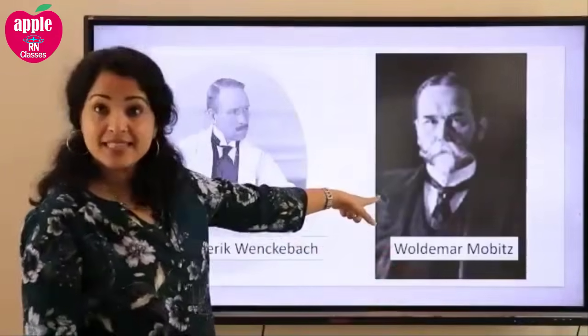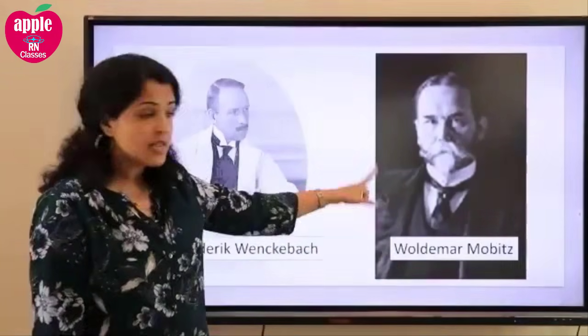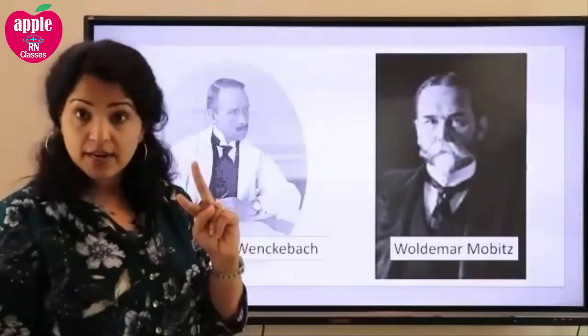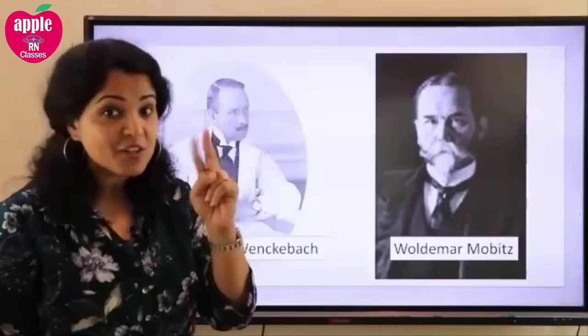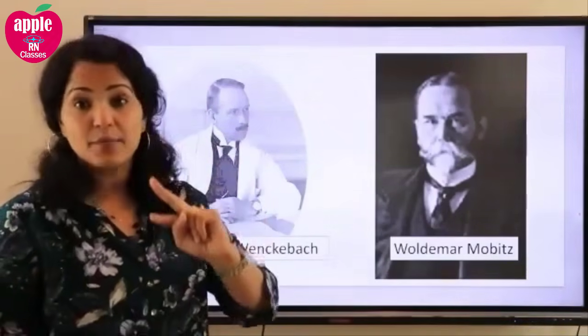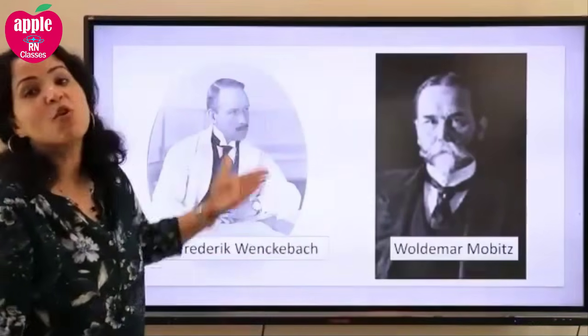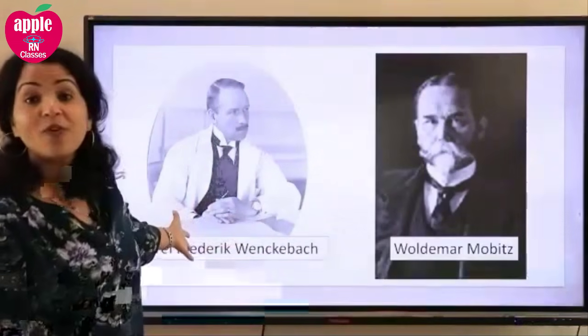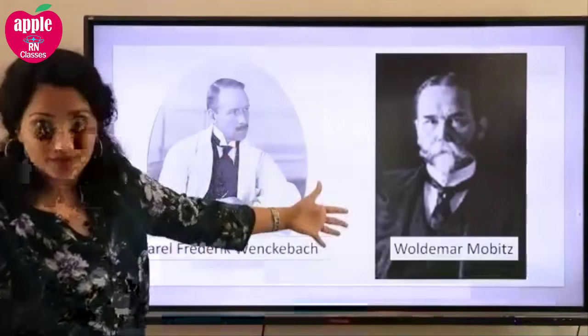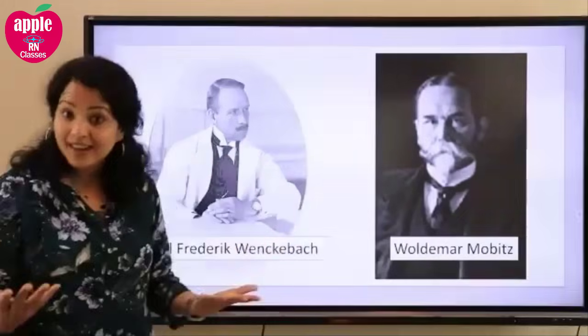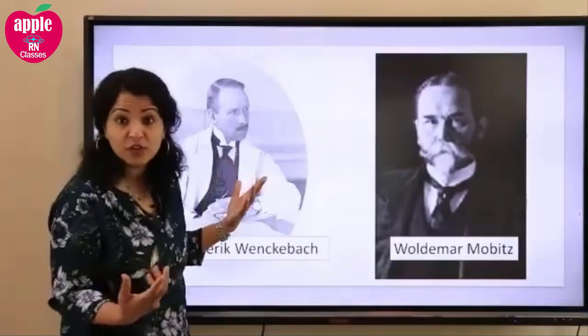But this Mobitz, this cardiologist, he is the one who made it into two kinds. He figured out that in the second degree, there are two kinds. There is type 1 and type 2. So we gave his name to it, Mobitz 1 and Mobitz 2. So now you know why there is Wenckebach and Mobitz. It's just the names of the people who actually figured it out. And that's a great invention, right?